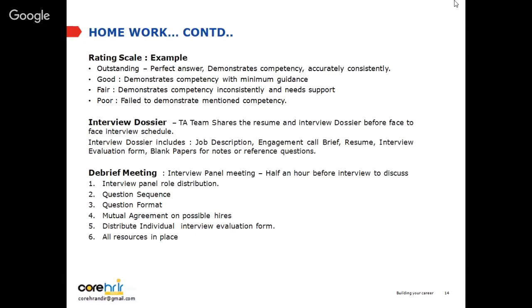The most important thing to look at here is the debrief meeting, where it is suggested that the interview panel should meet once prior to the interview, so that they can first of all distribute their own roles. They need to understand what type of questions they are going to ask, what the sequence of questions will be, and have a mutual agreement on a possible hire in case they are not reaching a decision. Then they need to distribute the individual evaluation forms. They shouldn't use one single form for all the interviews. They should have an individual evaluation form to avoid any bias, and all resources in place, which are most evident while having an interview. Yeah, Jyoti, we can move to the next one.